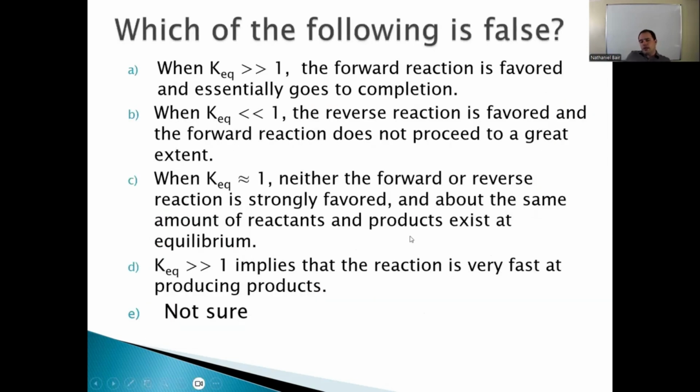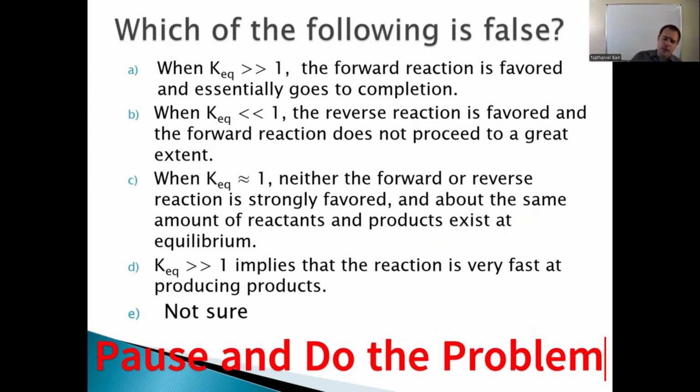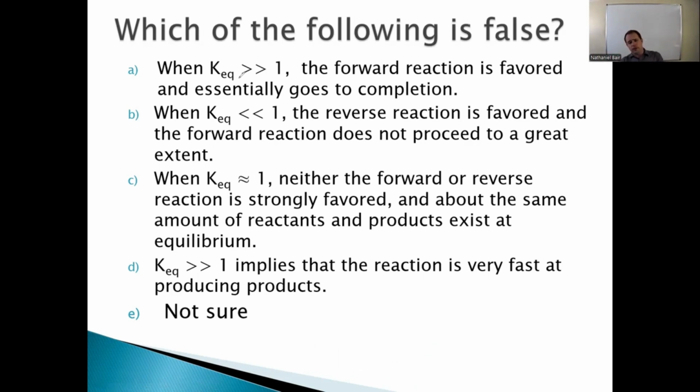Take a look at these. Which of these statements is false? Take a minute, read through them, really think about them, okay? And we'll talk about it. So which of those statements would be a false statement? If you look at the top one is 100% true. If the equilibrium constant is way greater than 1, the forward reaction is favored and essentially goes to completion, and it's all products. So it is not A.